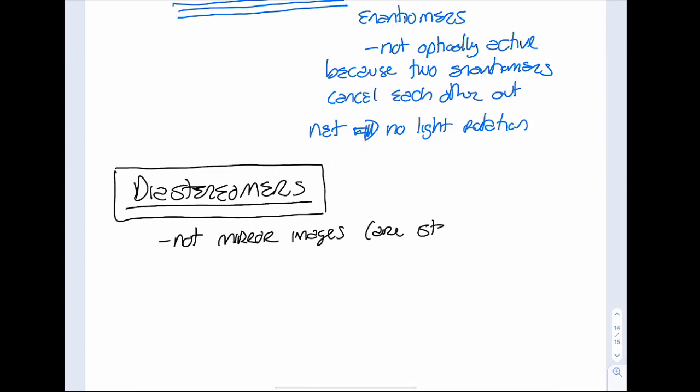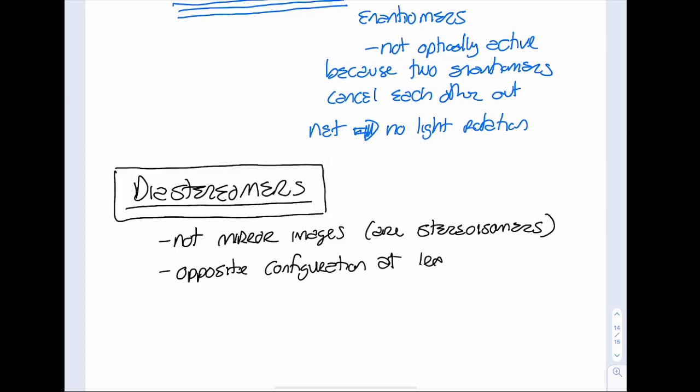They are stereoisomers though, so they're not identical. Be careful for that. So diastereomers are stereoisomers that are not mirror images, right? They're not identical, and they have opposite configuration at least one carbon, or at least one chiral center, sorry.